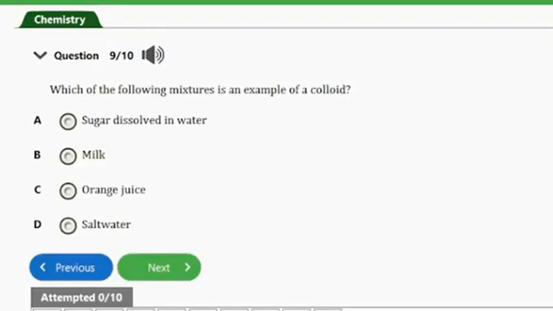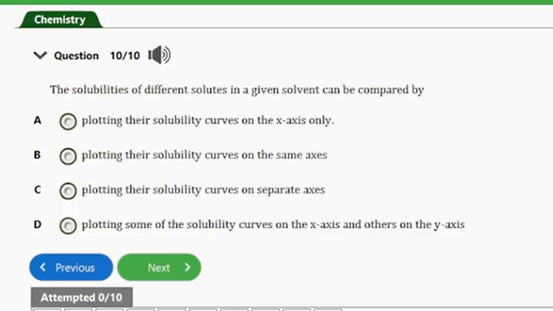It says, which of the following mixture is an example of a colloid? We have A. Sugar dissolved in water, B. Milk, C. Orange juice, D. Salt water. So guys, the answer to this question is option B, and that's milk. So let's consider the next and the last question here.